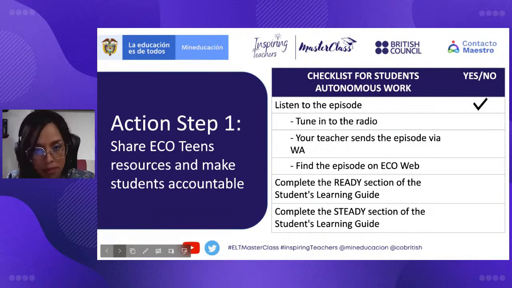But how do I get the episode? Remember, you can go visit eco.colombiaaprende.edu.co. You can visit the Echo Radio section. And in the Echo Radio section, you can actually download the whole episode. You can also download the episode by segments, and you can also download the teachers and students learning guides.